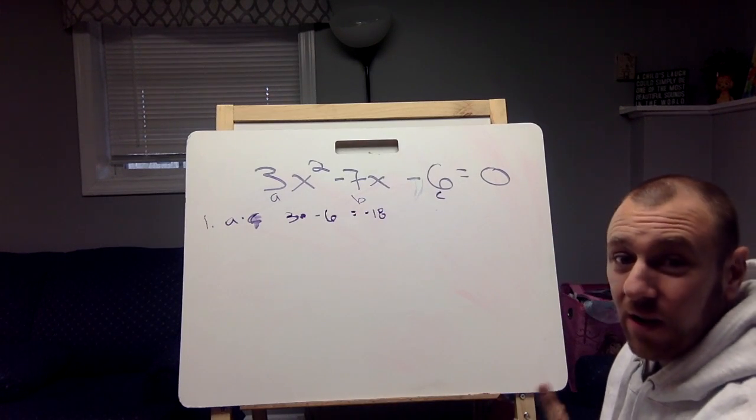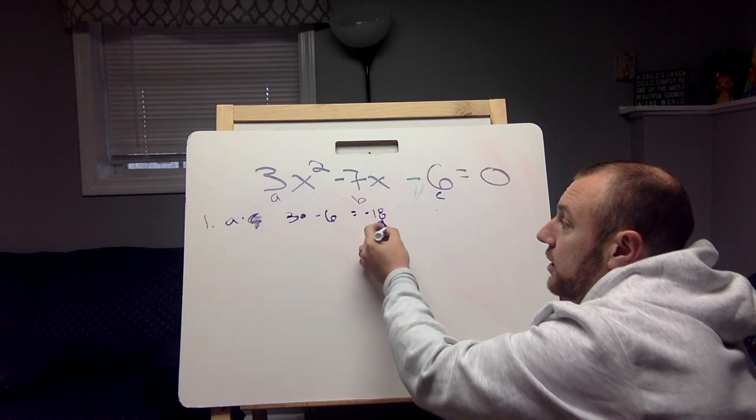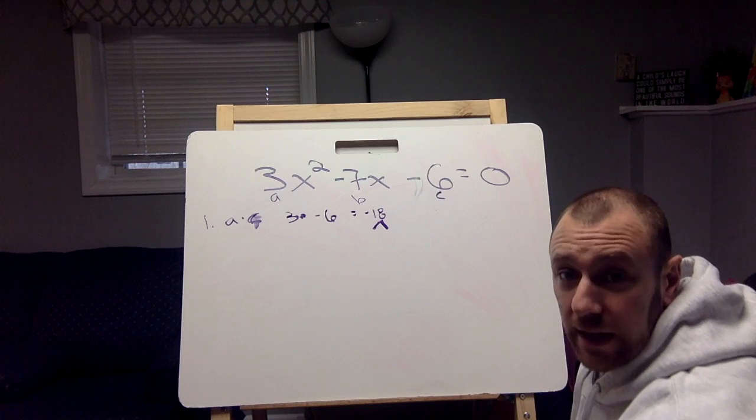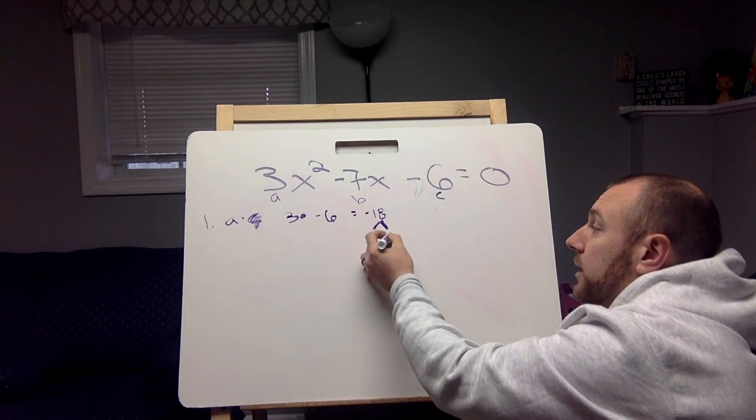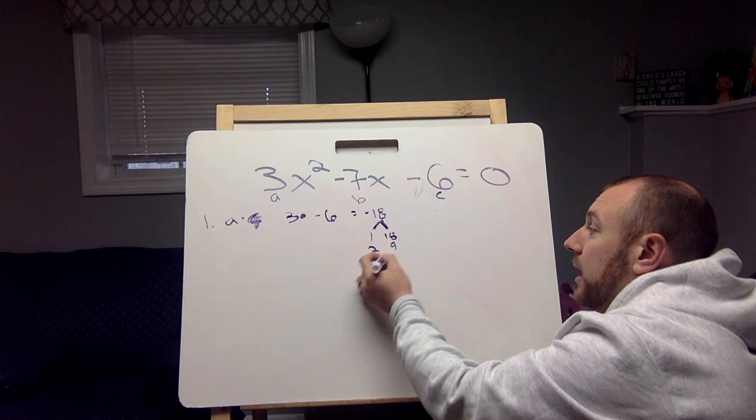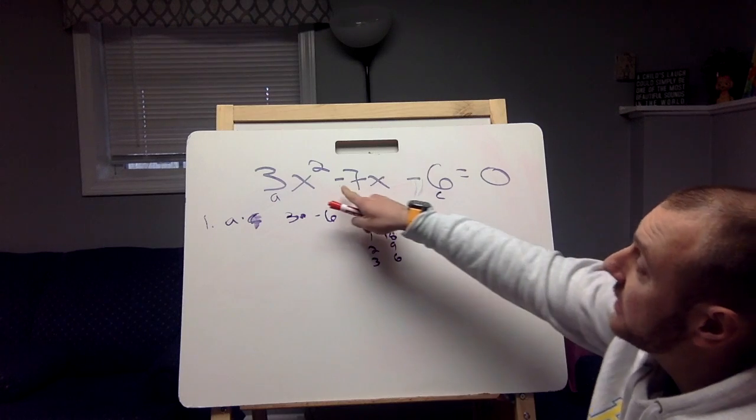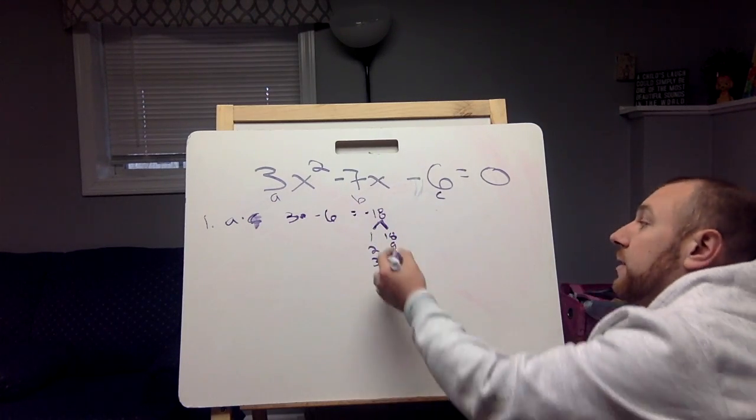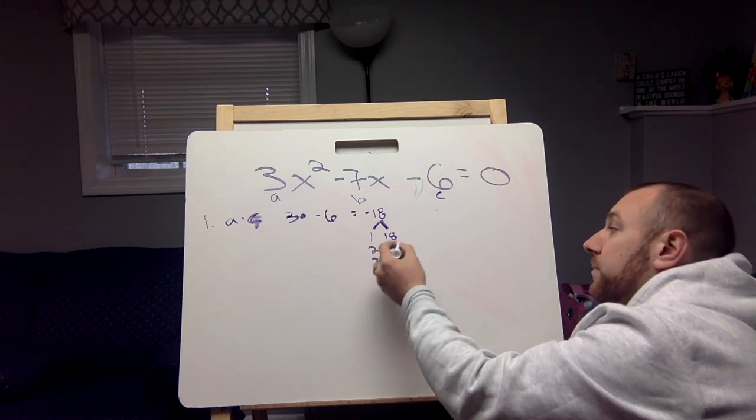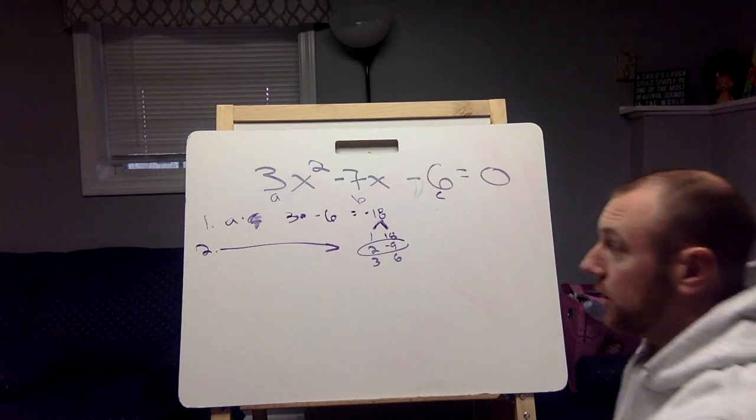Now I look, okay, what terms of this add up to negative 7? So I start making that list again. 1 and 18, 2 and 9, 3 and 6. Well, if this is a negative 7, it means that the bigger number needs to be negative, so that is negative 9. So step 2 is to look for those terms there.